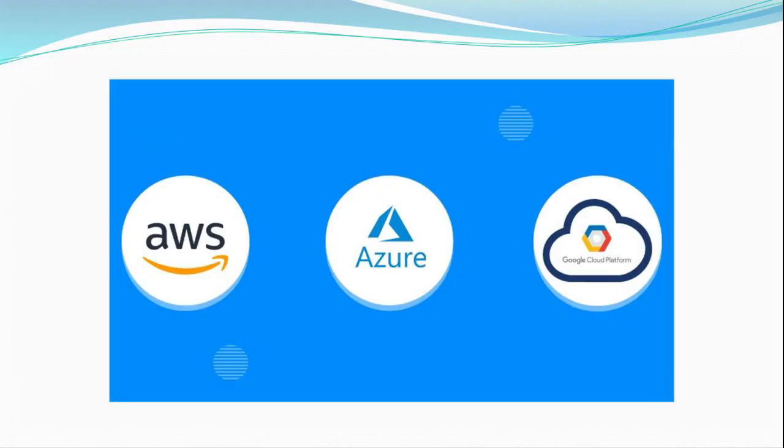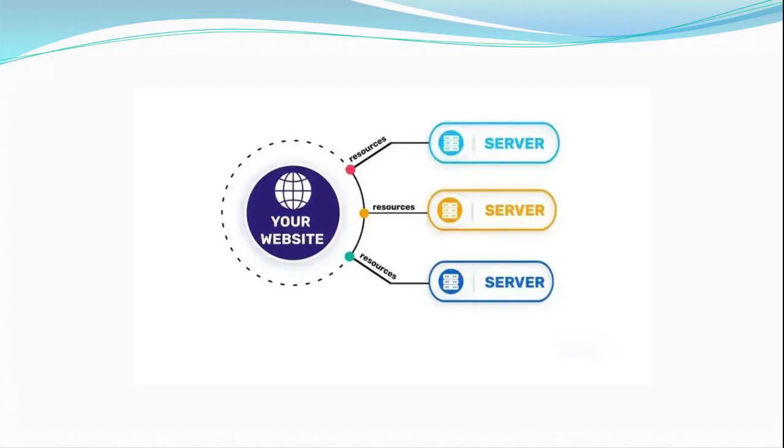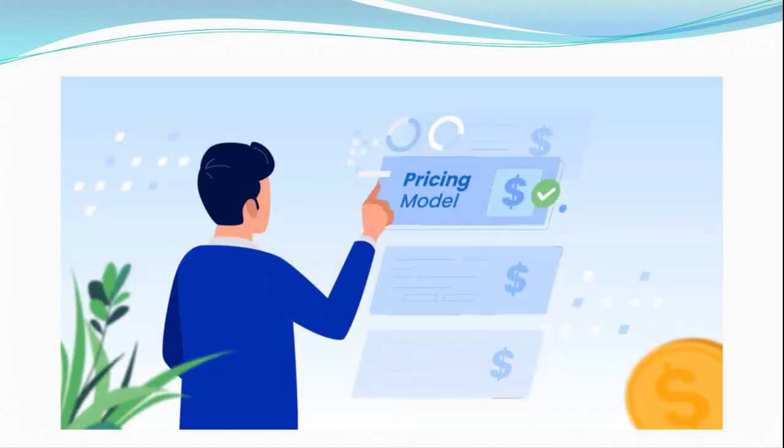First, let's talk about how cloud pricing works. Cloud providers like Amazon Web Services, AWS, Microsoft Azure, and Google Cloud all have different pricing models, but most of them follow a pay-as-you-go system. This means you only pay for the resources you actually use. For example, if you're using a cloud server to host a website, you'll be charged based on the amount of time the server is running, how much storage it uses, and how much data is transferred in and out of it.